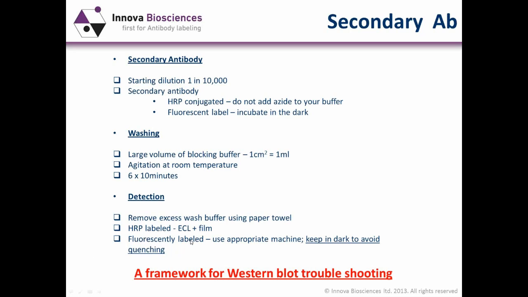Obviously fluorescently labeled antibodies are very powerful. They allow for some really nice techniques, and I'll go through that later on throughout the talk. But it's important to use the appropriate machine. Also, one tip: when you're doing all your probing steps, especially with the secondary antibody and also the wash steps, due to photobleaching, make sure you keep your antibody and the membrane in the dark once the secondary has been incubated with the membrane itself.